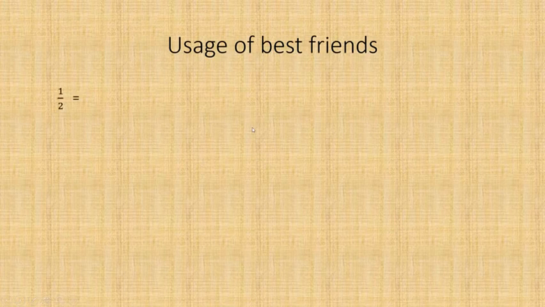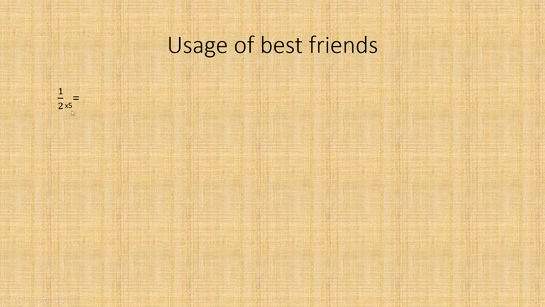So what are we going to use the best friend for? Let's start here. For example, I want to change 1 over 2 into a percentage. How can I do that? Easy. I can multiply by the denominator's best friend. Guys, focus. I'm talking about the denominator's best friend. I will not look at the numerator at all. So the denominator's best friend is going to be 5.